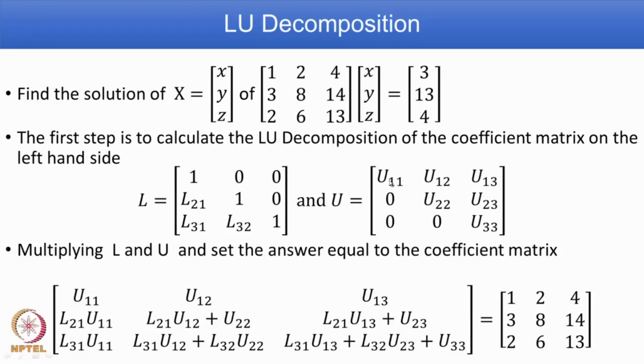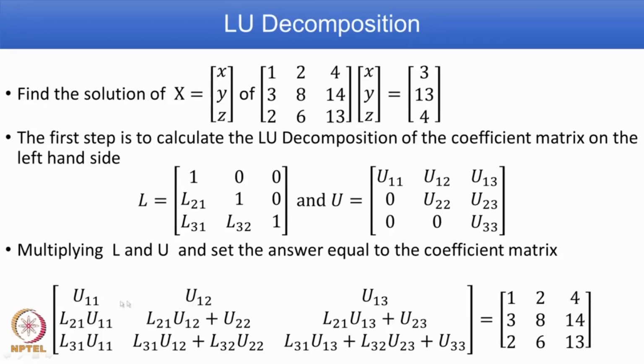So, 1 into u11 becomes the first element of the product matrix LU. Similarly, for other elements, you can observe, for example, in the last row, L31 multiplying u11, and then L32 multiplying u12, plus L32 multiplying u22, and you get similar expressions for all the elements in the product matrix LU. This is equated to the original coefficient matrix A, that is, 1 2 4, 3 8 14, 2 6 13, and that is what is displayed here.